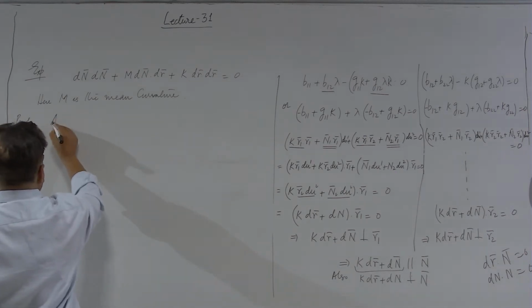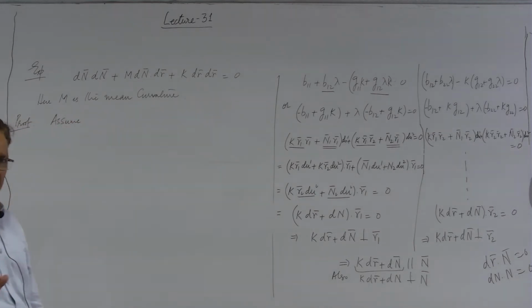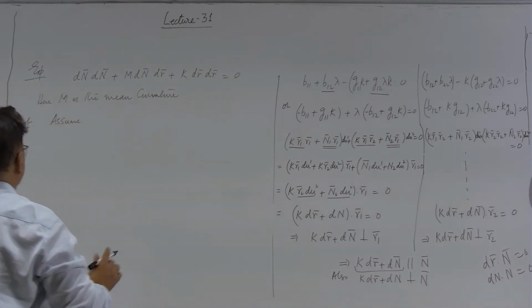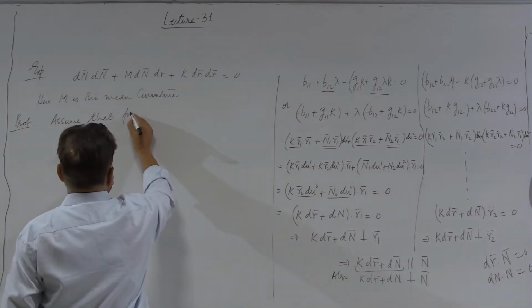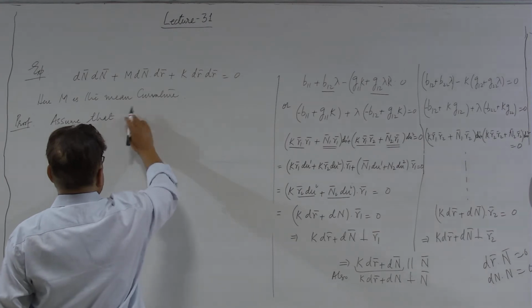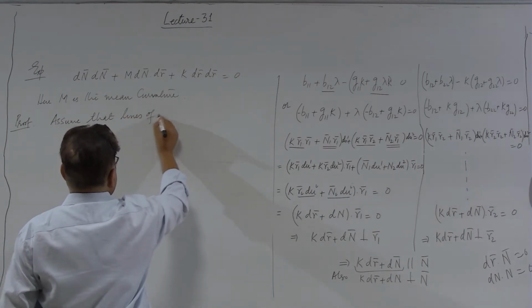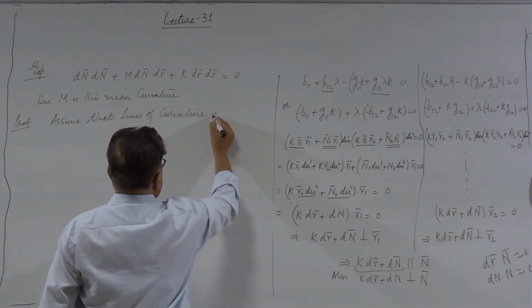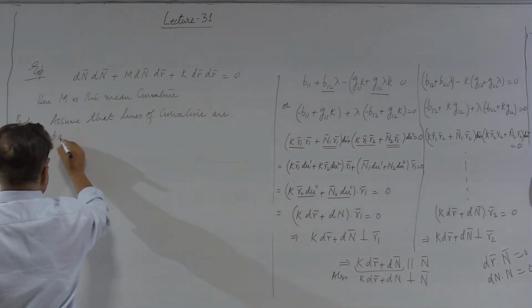assume, for the sake of convenience, this can always be done. So, for convenience we always assume that the principal lines of curvature are parametric curves.